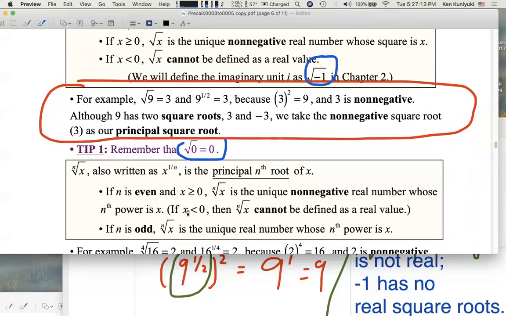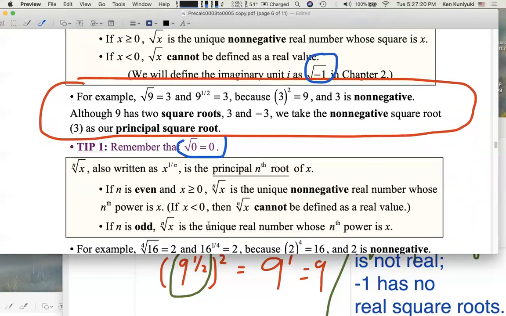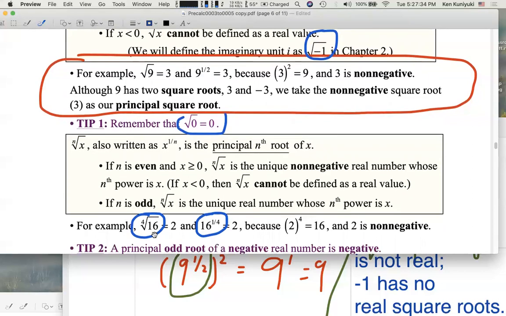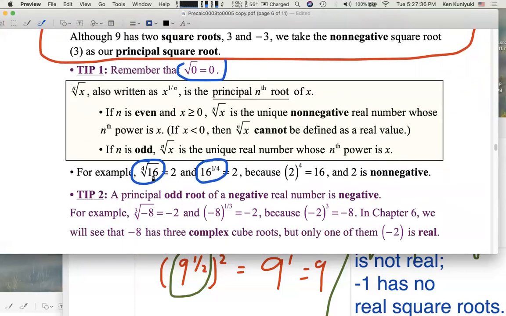All right. Now, again, the nth root of x, also written as x to the 1/n, right? So, for example, the 4th root of 16 can be written as 16 to the 1/4. Okay? It's the principal nth root of x. Here, we have the principal 4th root of 16. Now, again, if the index, here it's 4, if the index is even, then the radicand better be non-negative in value. Otherwise, you're in trouble.